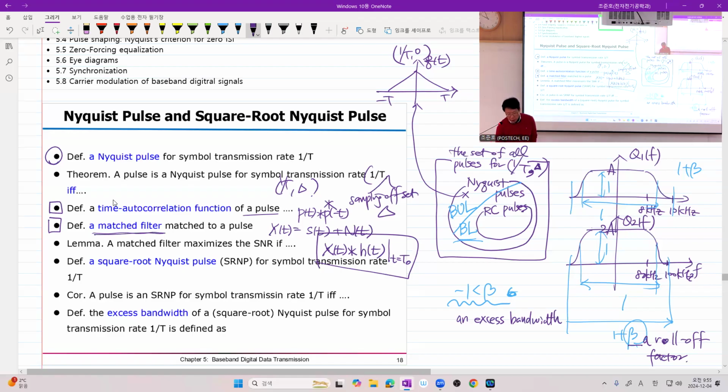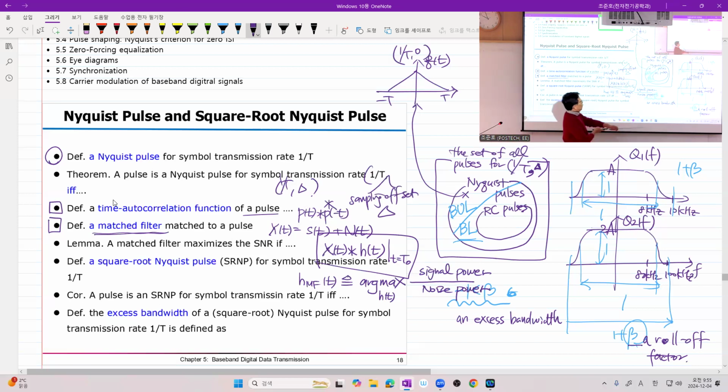And the matched filter is a filter H. So the matched filter is defined as the argmax of the ratio of signal power or signal energy to noise power. Of course, we need to define what signal power and noise power are. But what is important is that this type of definition appears again and again in signal processing. And this is called signal to noise power ratio, or simply signal to noise ratio, SNR.